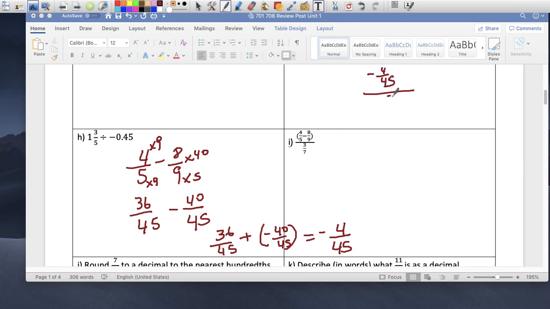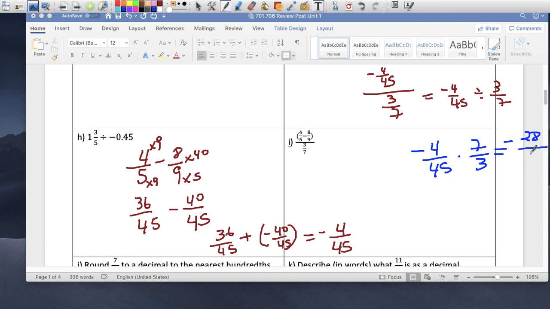Then at the bottom we have 3 over 7. We can rewrite this as negative 4 over 45 divided by 3 over 7. Let's change that to a multiplication problem. So it's negative 4 over 45 times 7 over 3. Nothing to simplify. On top, a negative times a positive is a negative. 4 times 7 is 28. And 45 times 3 is 135. Final answer.